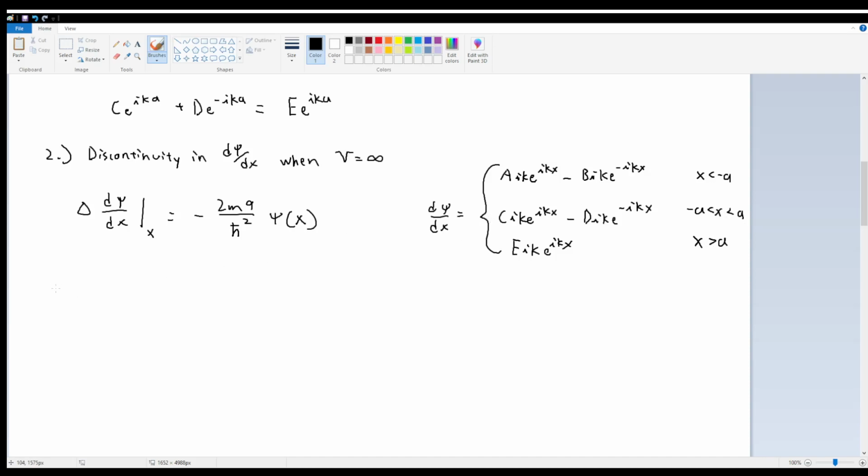Final minus initial, so we do c i k e to the negative i k a, minus d i k e to the positive i k a, subtracted by the initial, so this is going to be minus a i k e to the negative i k a plus b i k e to the positive i k a. And this is equal to negative 2m alpha over h bar squared, and then psi of a.